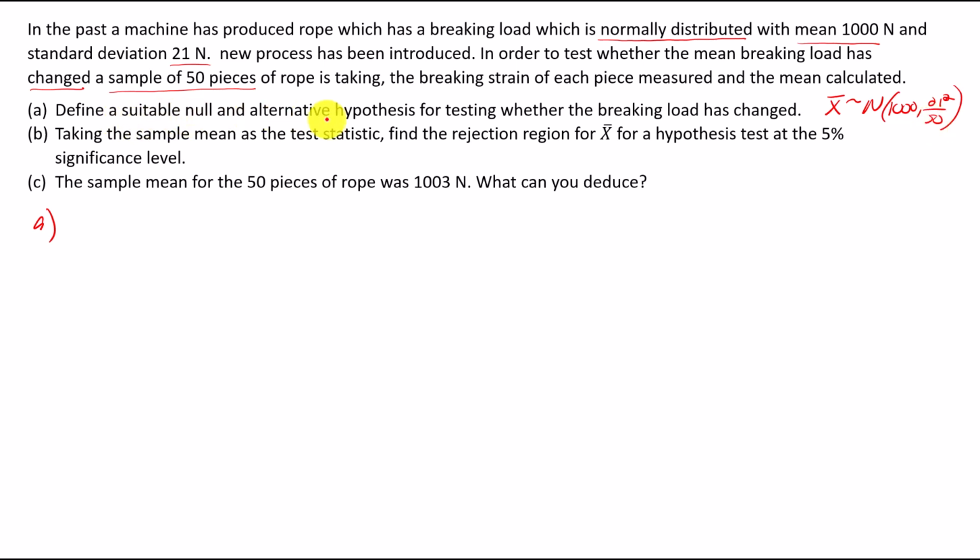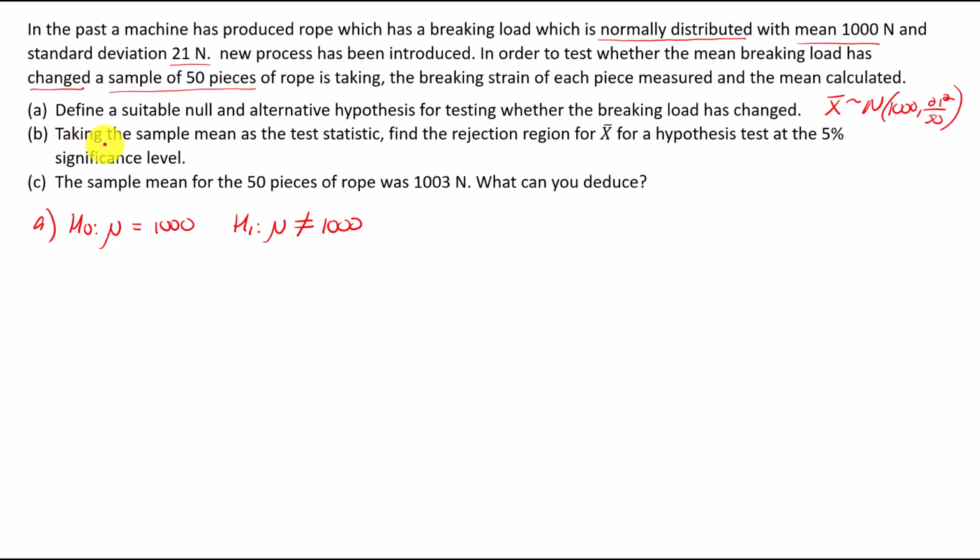So take a minute, write your null and alternative hypothesis, and then check your answer with me. My null hypothesis is that mu is equal to 1000 because that was the mean I was given. And my alternative hypothesis is that mu is, in this case, not equal to 1000 because it's a two-tailed test. So we're going to talk about that.